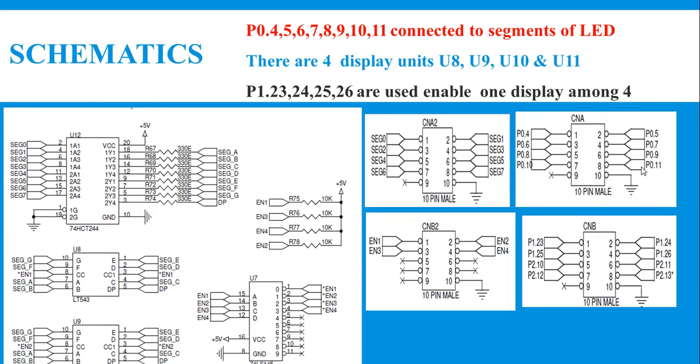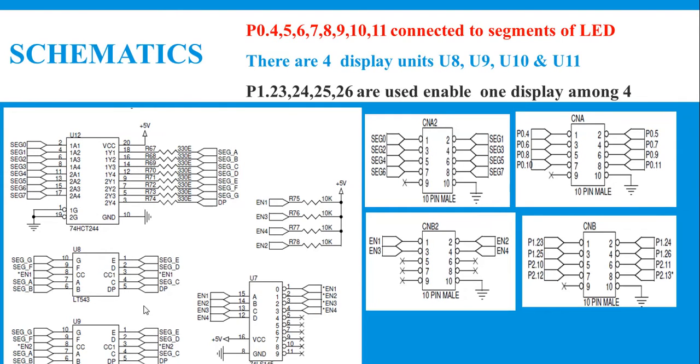From the microcontroller side, connector A, pin number 1 to pin number 8, are in turn connected to the 4th, 5th, 6th, 7th, 8th, 9th, 10th and 11th pins of port 0. Therefore, the 4th to 11th pins of port 0 are in turn connected to the segments of the LED. So these port pins are used to send a proper value to display a hexadecimal number. And there are 4 display units, as I told earlier, that is U8, U9, U10 and U11. You have to choose any one among these 4.